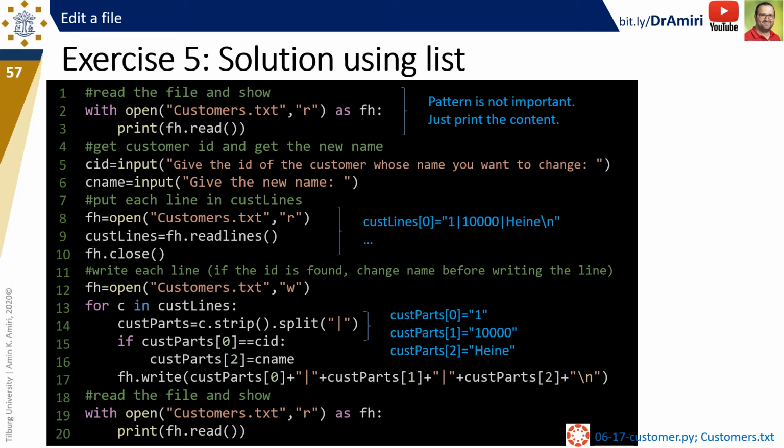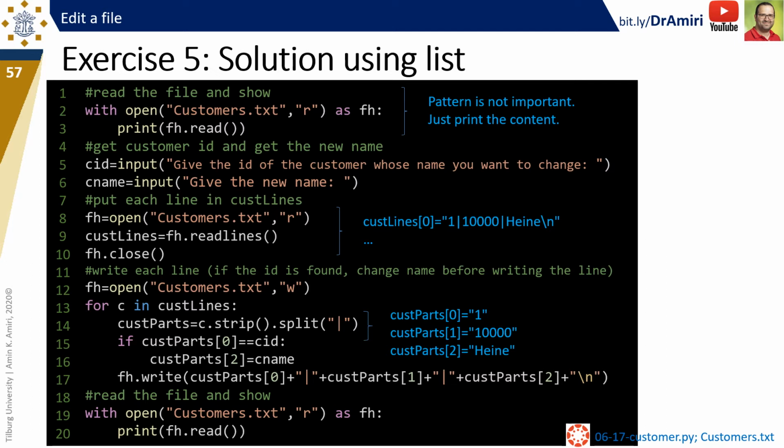And then in line 15, I can simply check if the first item of cost parts is equal to what the user provided, CID, which I got in line 5. And if that's true, I'm going to change the name, which is in cost parts bracket 2, to the name provided by the user in line 6. So line 16 does the change in the content in the RAM, and as a result in line 17 I can write this new content, whether the content is changed or not changed, it doesn't matter. I'm going to write cost parts in the same file.